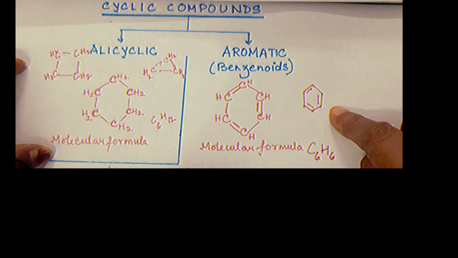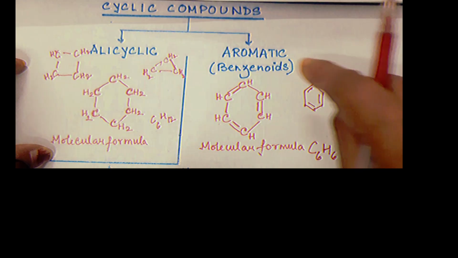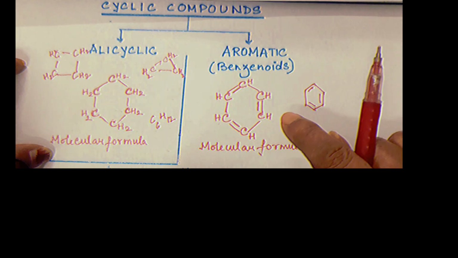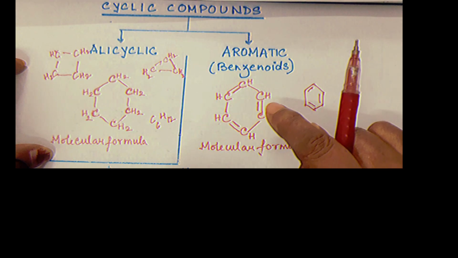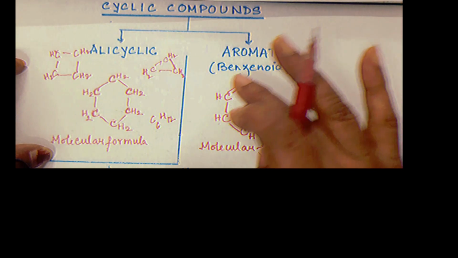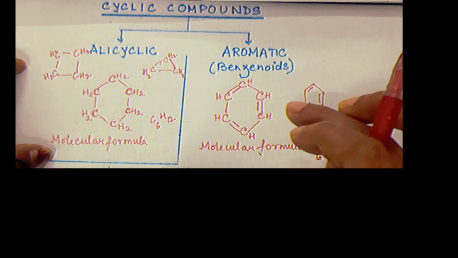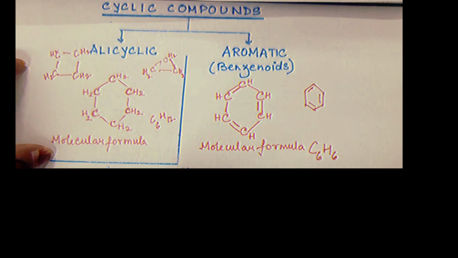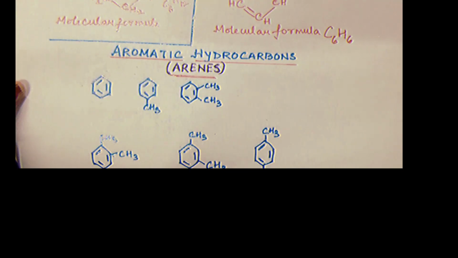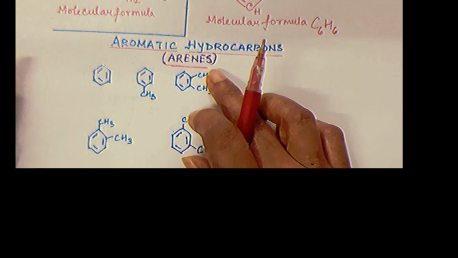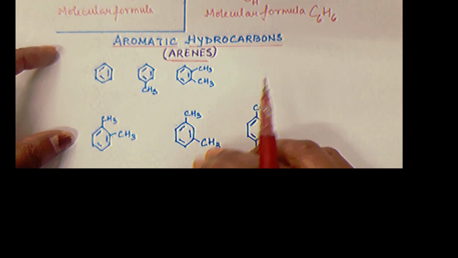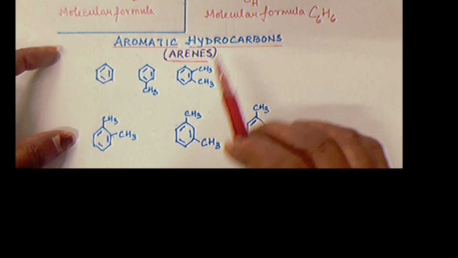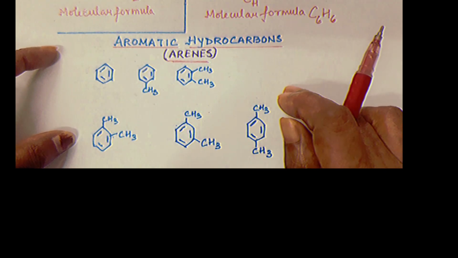Okay. So all those compounds which have a benzenoid structure are called aromatic compounds. Okay. Now moving further, we shall study today aromatic hydrocarbons. Now when I say hydrocarbons, what do I mean?